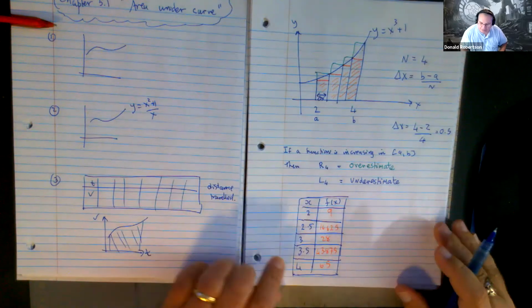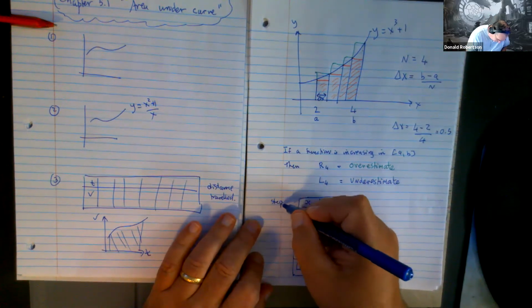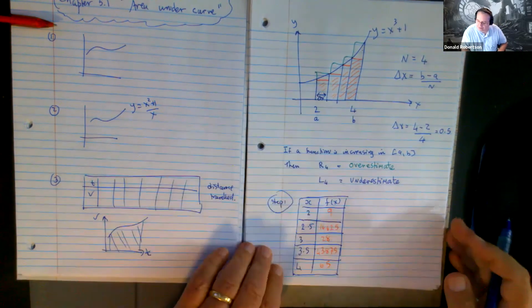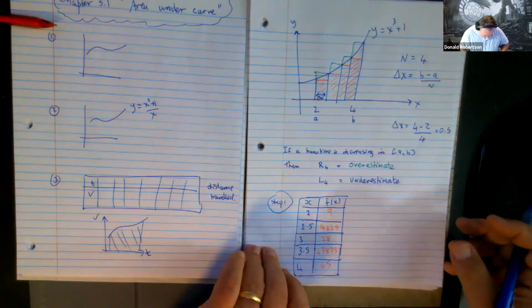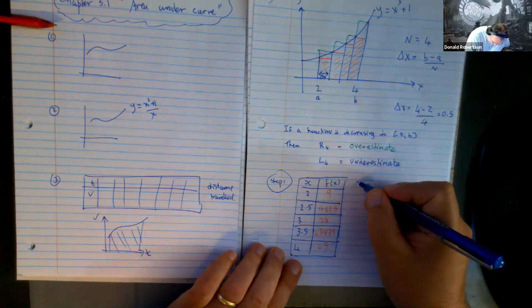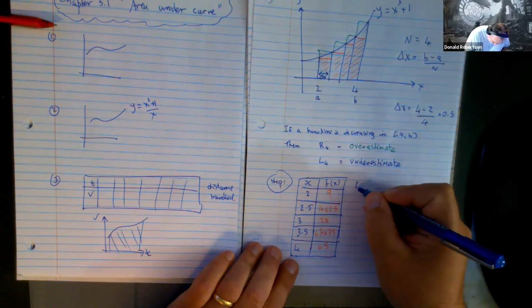That's kind of the step one, right? That's kind of the first thing you really need to do. You need this table before you can calculate any of these things, right? Then what am I going to do? Well, I can do R4 or L4. It doesn't really matter which one I'll do first. Let's do L4 first.